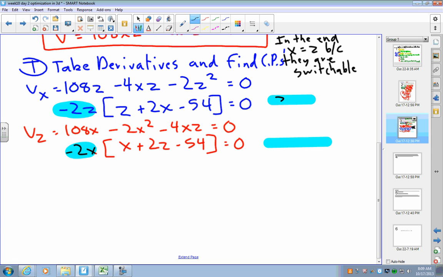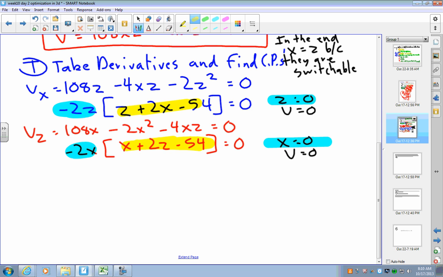This one's saying z equals 0. Well, then that means your volume is 0. Here, x equals 0. That means your volume is 0. Those don't help me at all. Okay? So the stuff that helps me find the true critical point is setting this equal to 0 and setting this equal to 0. Okay? And again, notice the symmetry.